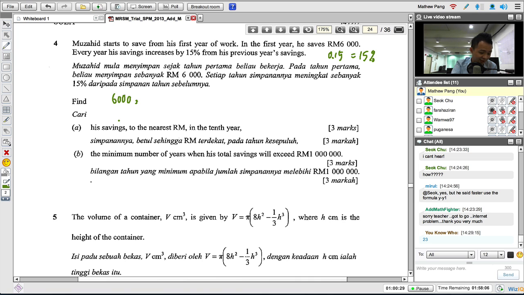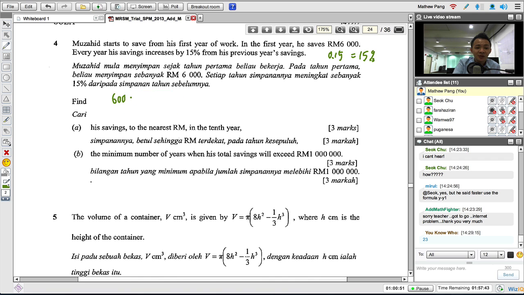So where's the percent? You got 900. In the second year, he saved 900, right? So you have to understand the question before you do the multiplication. Here, what the question means is something like this.